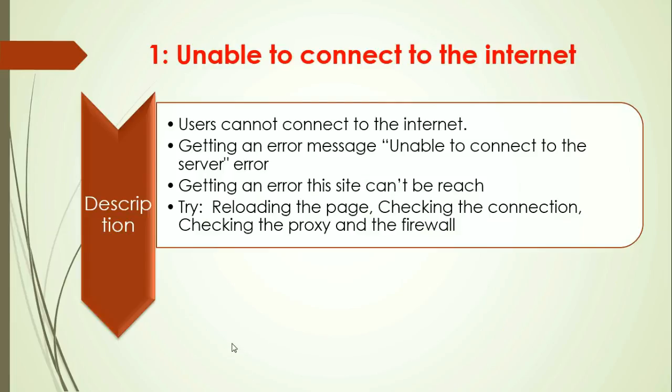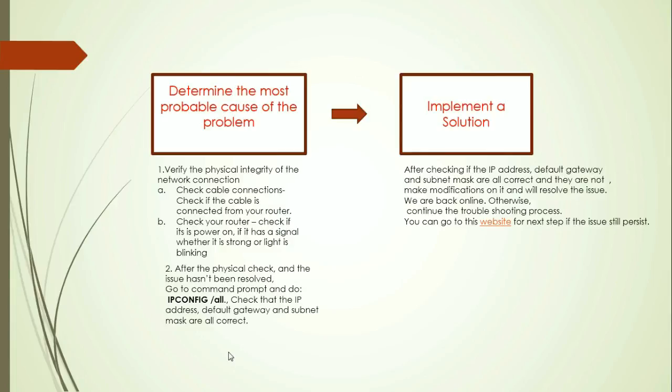Okay, to solve the issue, first, we need to verify the physical integrity of the network connection. To verify the physical integrity, first, we need to check the cable connections. Check if the cable is connected from your router. Second, check your router. Check if the power is on, if it has a signal, whether it is strong, or if the light is blinking.